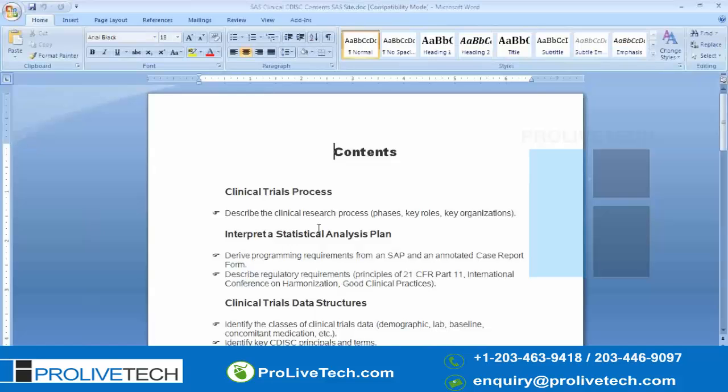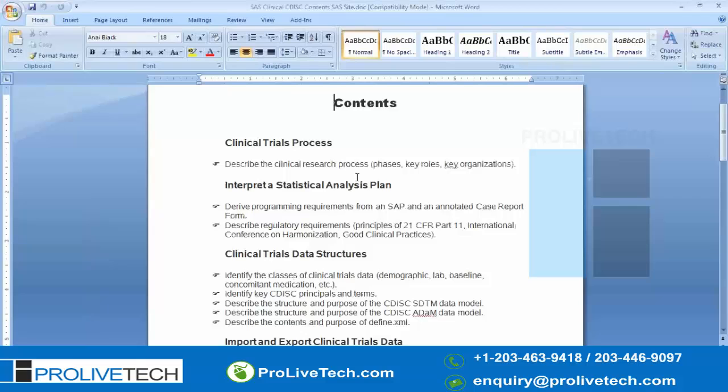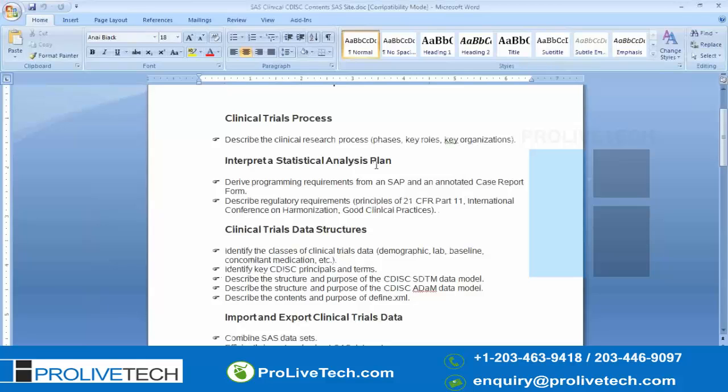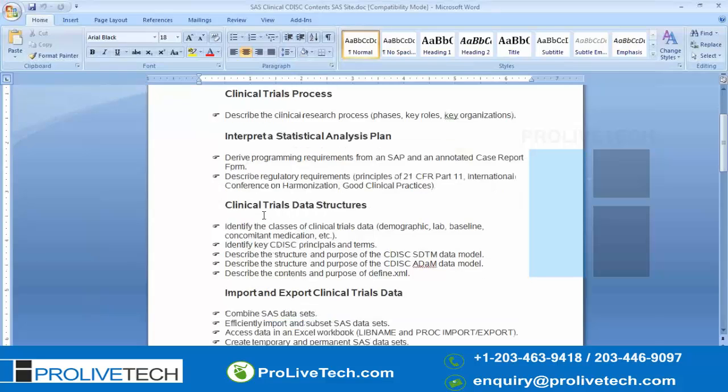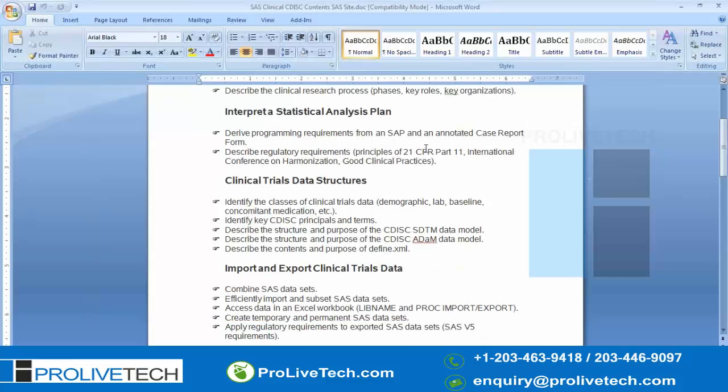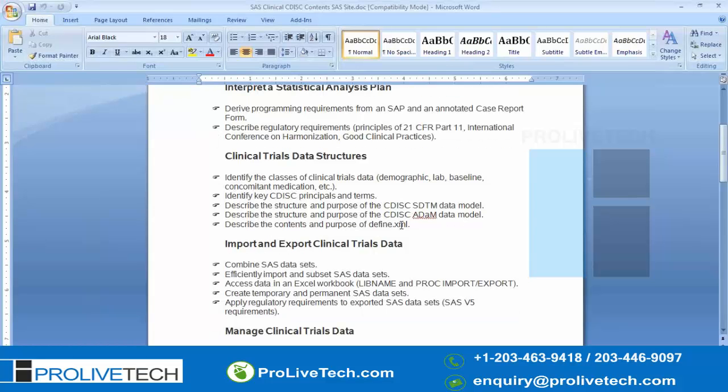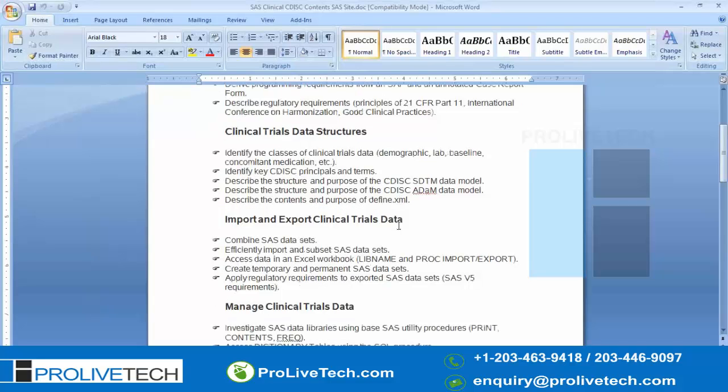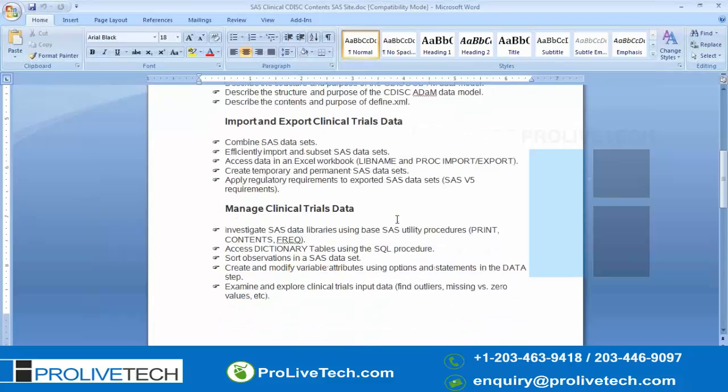So check out the clinical trial process: describe the clinical research process phases, key roles, and key organizations, and interpreting a statistical analysis plan. That means what is SAP, what are annotated CRFs, and what are the regulatory principles that we have, like 21 CFR Part 11, ICH guidelines, GCP. Then clinical data structures. So like all these what you are showing me, I don't know anything about this. This is completely advanced level of clinical training.